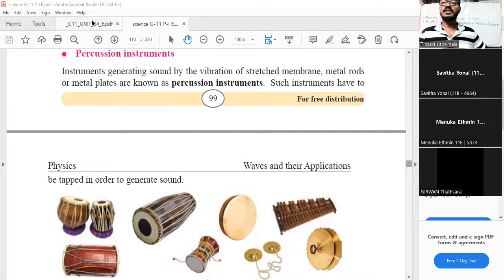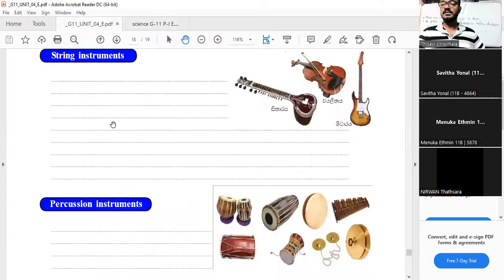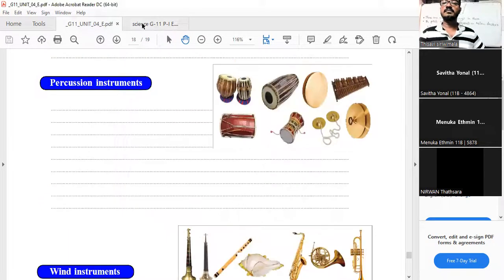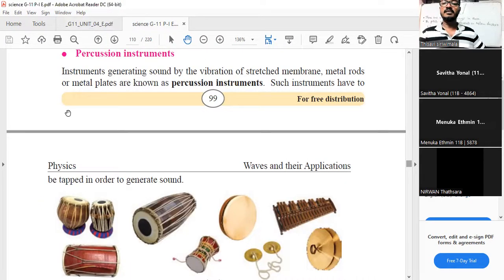Okay, percussion instruments. These are the examples where you can write the small note here.